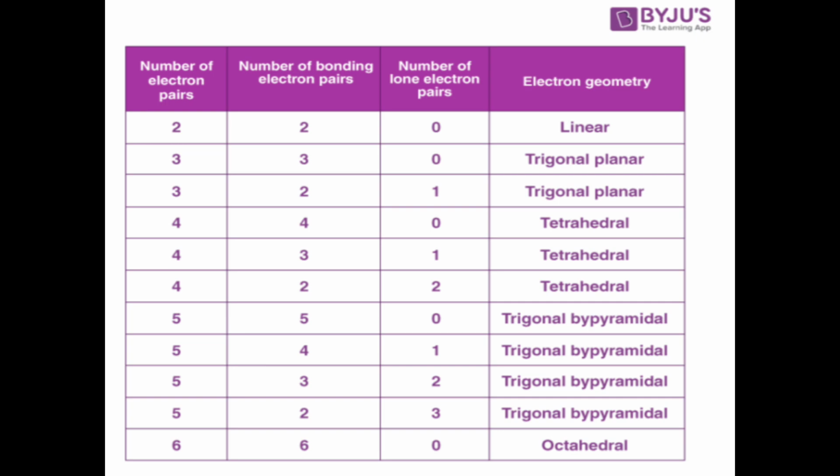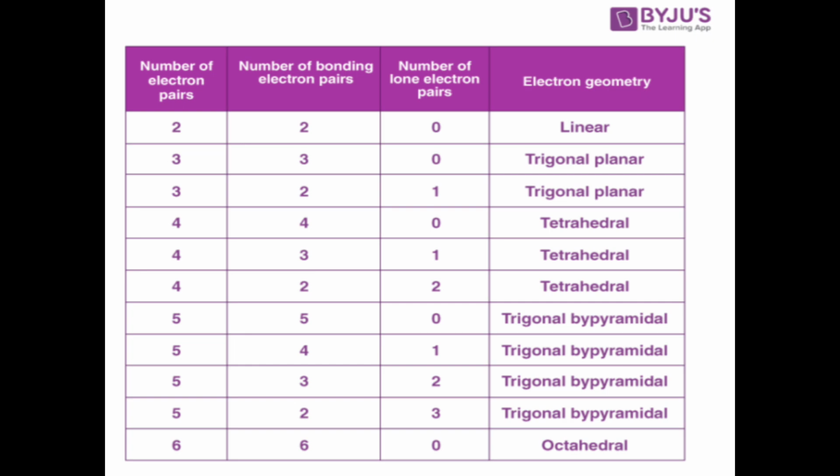Now we are talking about electron geometry. Please don't mistake it with molecular geometry or shape. Now when we have 3 bonding pair and 1 lone pair, tetrahedral. 2 bonding pair, 2 lone pair, tetrahedral. 5 bonding pair, 0 lone pair, trigonal bipyramidal.